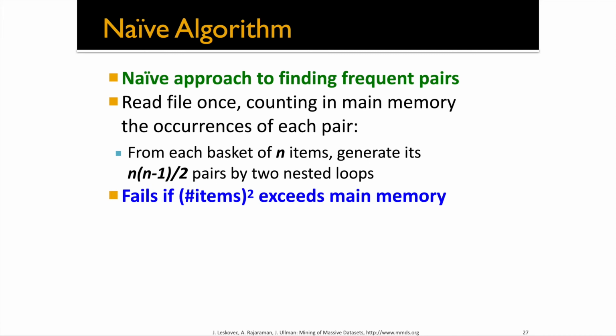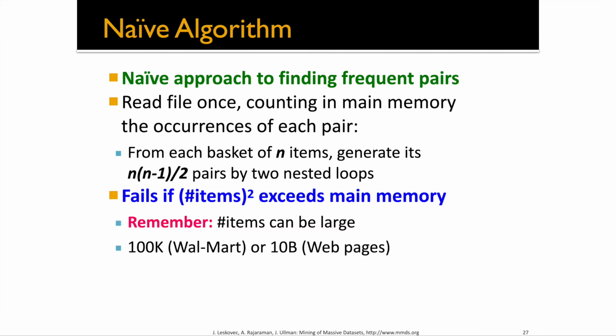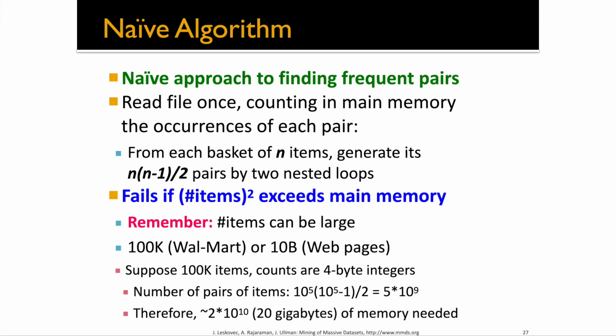Since we're looking at this n times n minus 1 over 2 case, we have to build this square matrix of rows of our items and columns of our items, and then populate that matrix with counts of every pair that we've seen. But remember, the number of items that we may have could be very large. So in the case of Walmart, maybe we have 100,000 items for sale. We can do a quick back of the envelope calculation, assuming that we're dealing with 32-bit integers for our counts, then this matrix of counts of pairs could easily be 20 gigs or more.